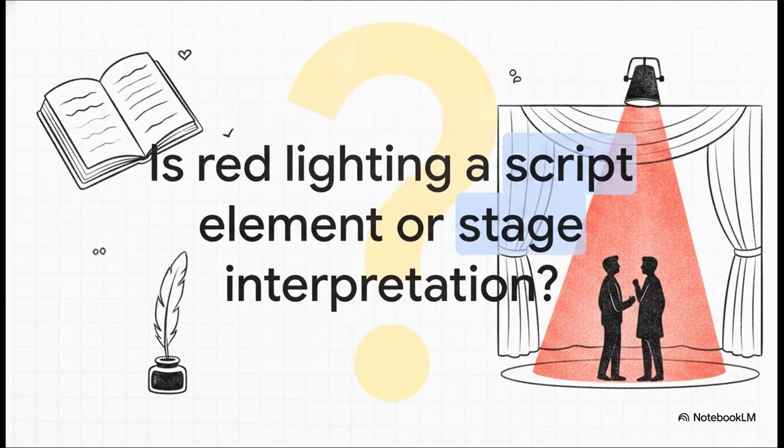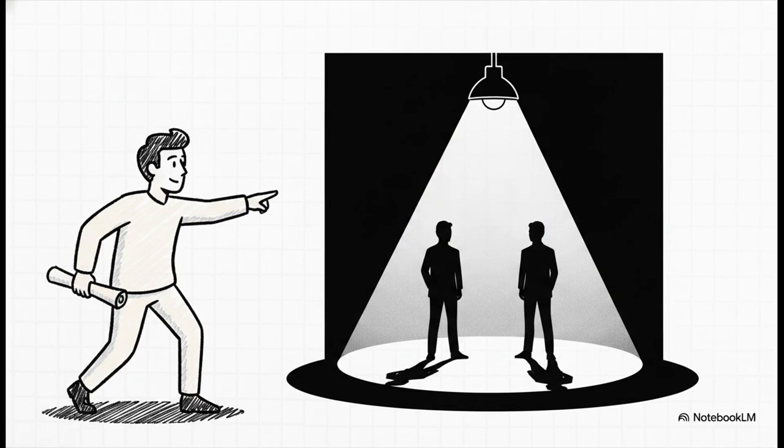Let's try one more. Pause check 2. If a director decides to use bright red lighting during a quiet conversation, is that an element of the script or a stage interpretation? Pause again, think about the author's words versus the production team's choices, and lock in your answer. All right, let's see how you did. It's a stage interpretation. The director is making a very specific performance choice to add tension or mood that definitely wasn't strictly in the dialogue.